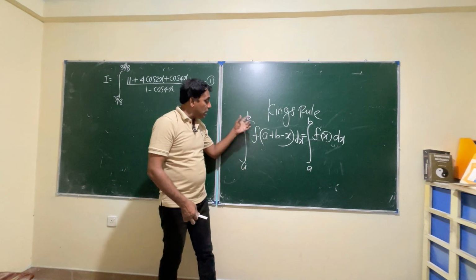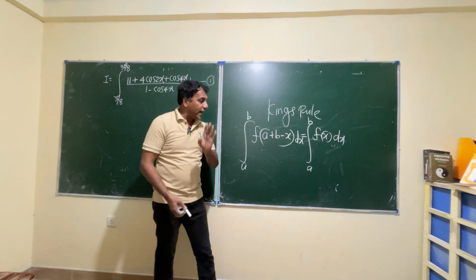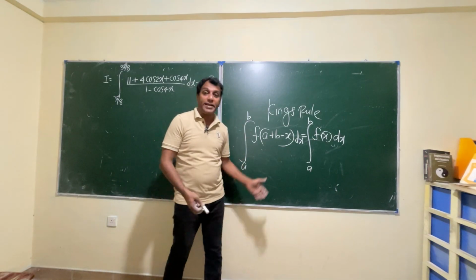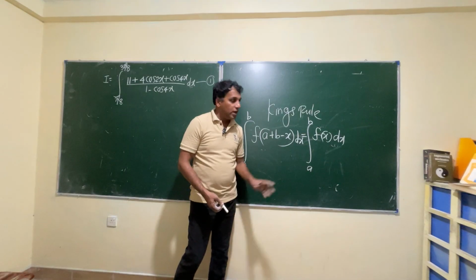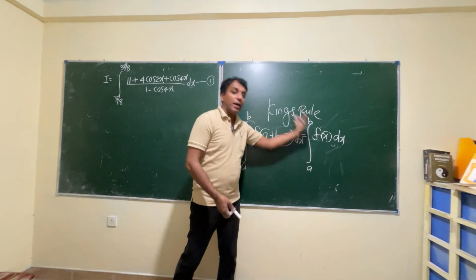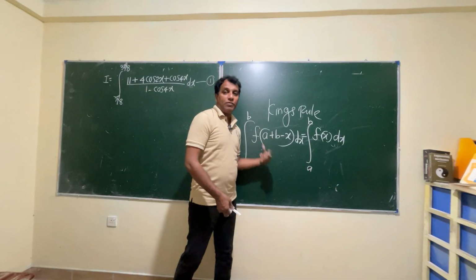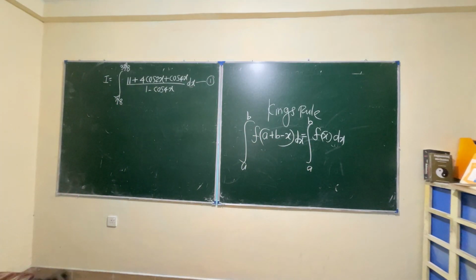This expression can be changed to fx, substituting a plus b minus x in place of x. We convert to that form. That is what we know as the King's rule of definite integration.